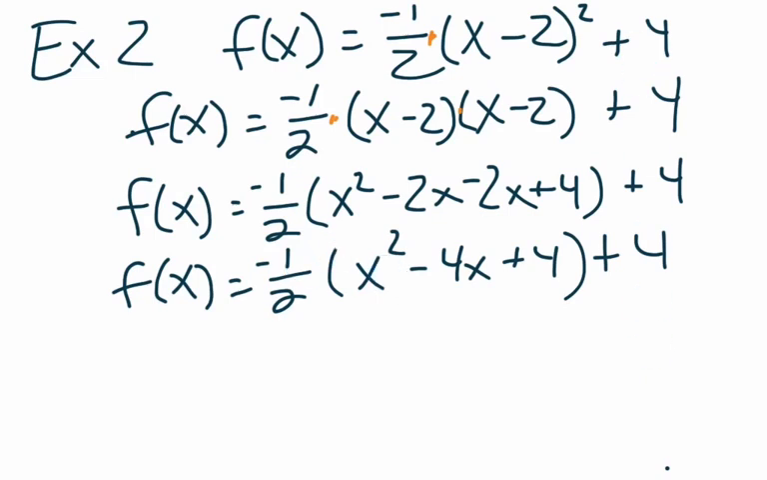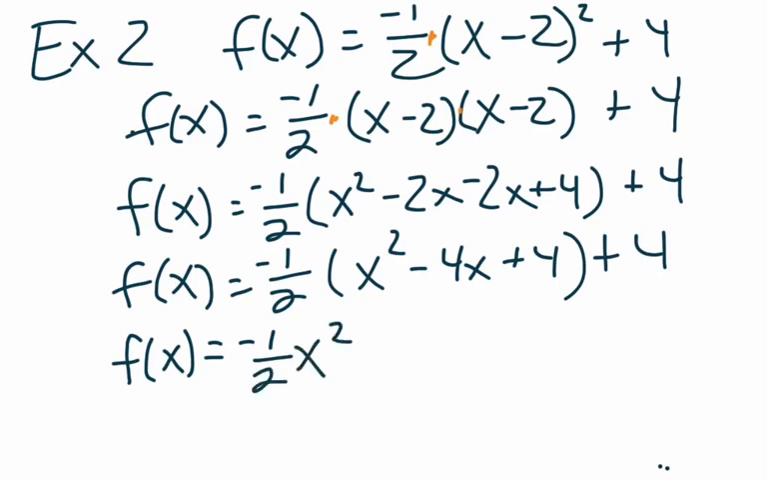Now let's distribute. So we're going to take that negative 1/2 and distribute it through. Don't freak out. Or take a moment and freak out, and then we'll be over it. Everybody have their moment? Okay. Negative 1/2 times x squared. Don't overcomplicate that. That's just negative 1/2 x squared.